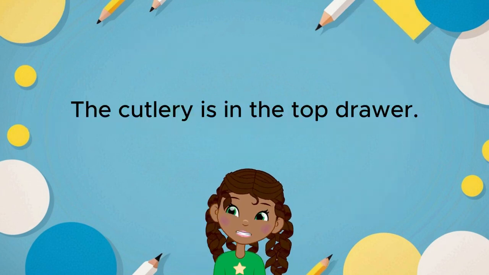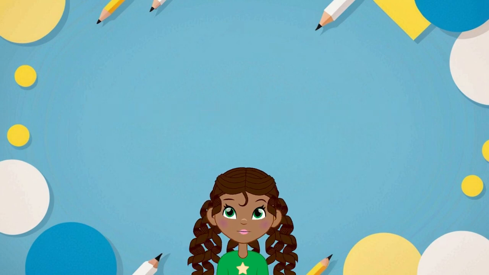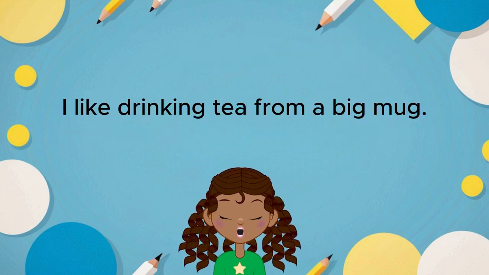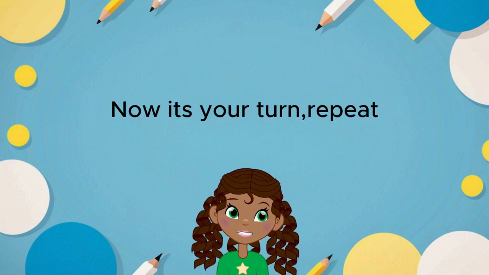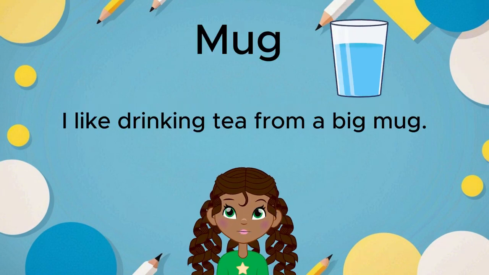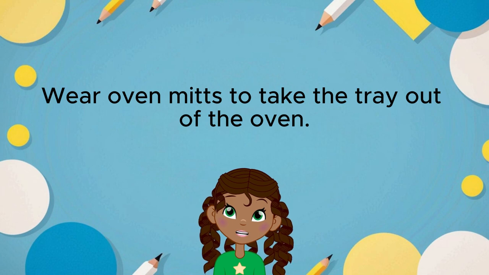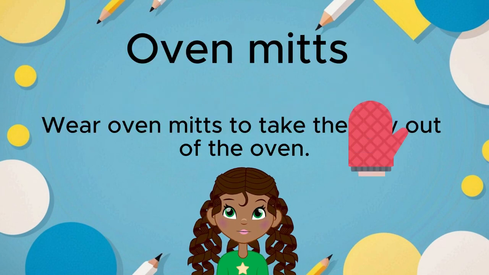Cutlery. The cutlery is in the top drawer. Now it's your turn, repeat. Mug. I like drinking tea from a big mug. Now it's your turn, repeat. Cling film. Wrap the leftovers with cling film. Now it's your turn, repeat.